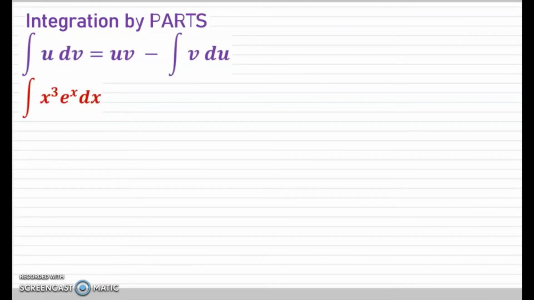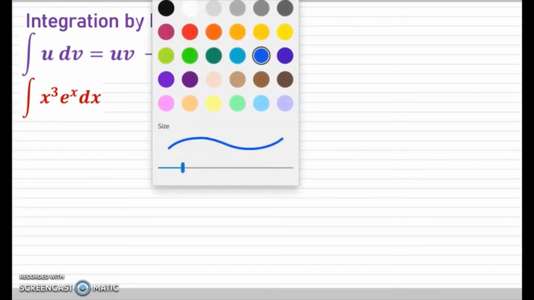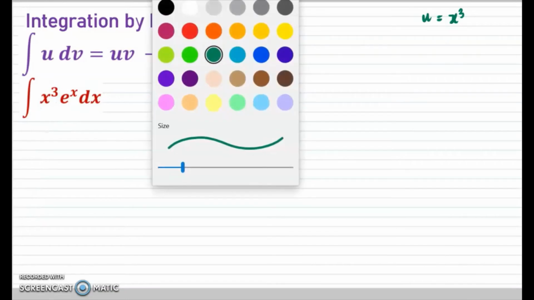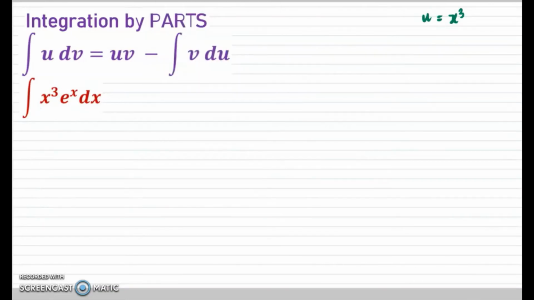Now let's have our next example, the integral x cubed e raised to x dx. And now choosing the correct u, x cubed is algebraic, e raised to x is exponential, right? And in our technique LATE, A appears before E. So we will choose x cubed as our u. Therefore, the remaining e raised to x dx will be our dv. So we have dv is e raised to x dx.